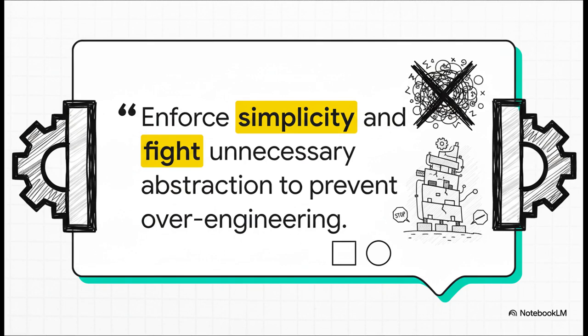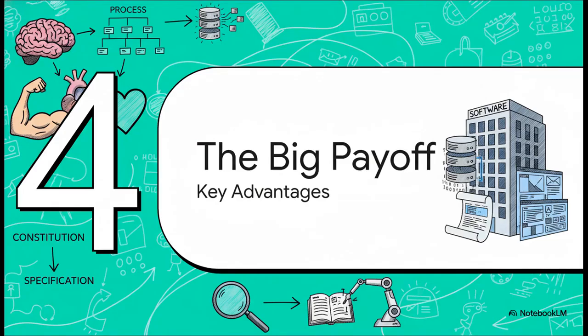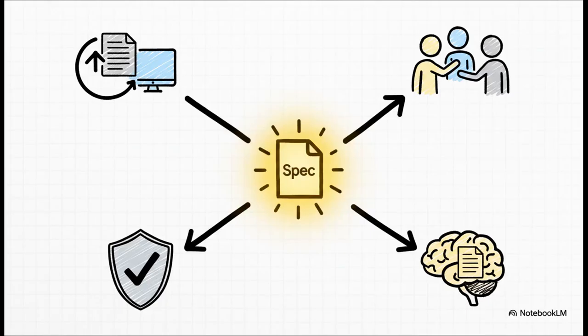And finally, to stop the AI from getting a little too clever for its own good, other articles enforce simplicity. They act like guardrails, forcing the AI to fight against unnecessary complexity and avoid that classic trap of over-engineering things. So you've got this clear process and this strong constitution guiding the AI. Why does putting those two things together totally change how software gets built? Well, the payoff is huge. First, you get incredibly rapid iteration. Requirements change? No problem. You just update the spec and the code regenerates. That spec becomes a living document, a single source of truth for everyone. Engineers, product managers, you name it. And it's all built on a foundation of enforced quality, with all the knowledge, the why, baked right in.